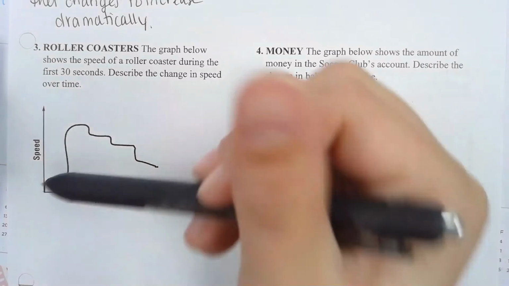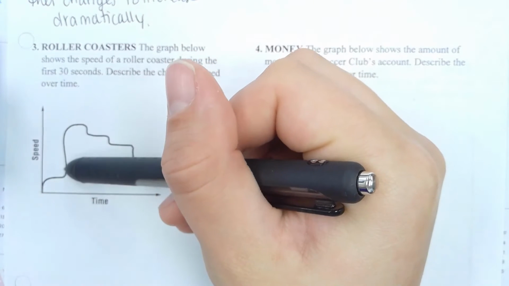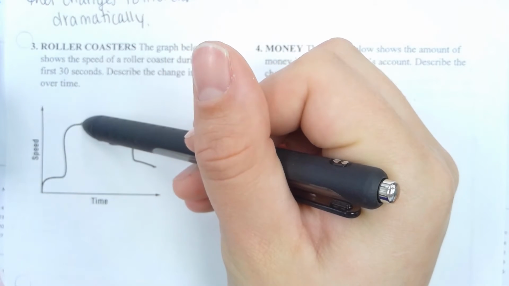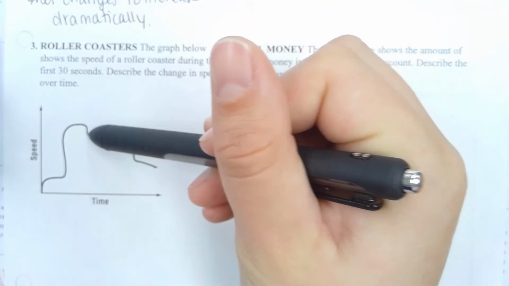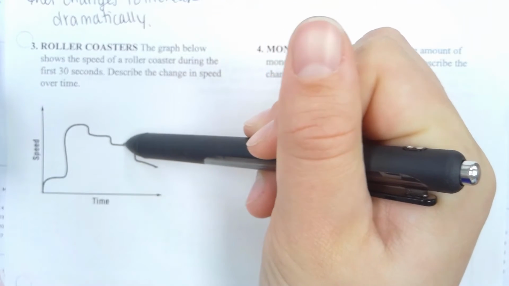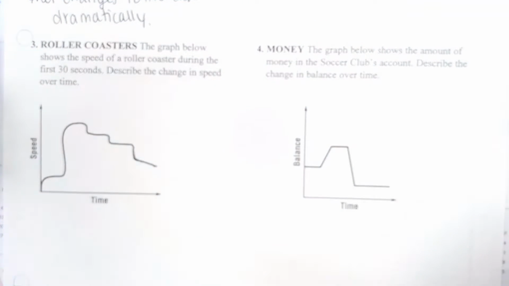And then notice how your speed drops increasingly. So that's probably when it went down the hill. Then it became constant again. Then the speed slowed down. Then it was constant, slow down, constant, slow down. And then as you can see, it eventually stops. So we just need to write that as a sentence.